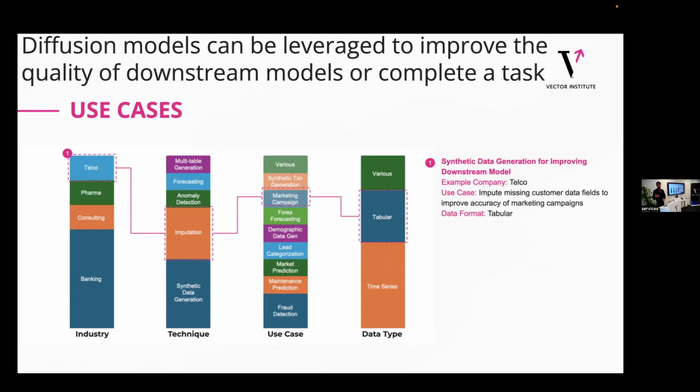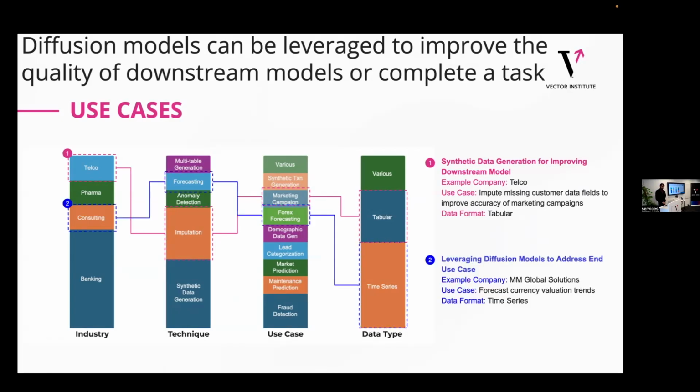Overall, we saw two high-level themes. One is synthetic data generation for improving a downstream model, which is what the majority of our teams looked into. An example of this was a telco that would impute missing customer data fields, and then use that to run marketing campaigns. The second one is leveraging diffusion models for the actual downstream end use case. An example of this is forecasting currency valuation trends on time series data. So these models are quite flexible and usable in a variety of different ways.